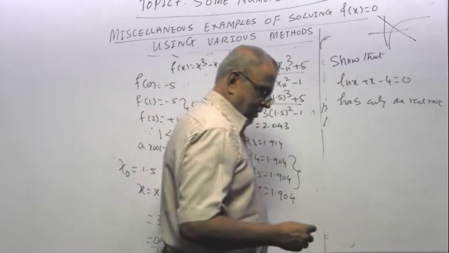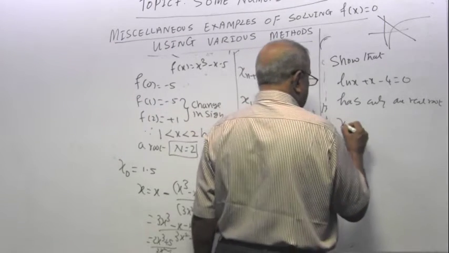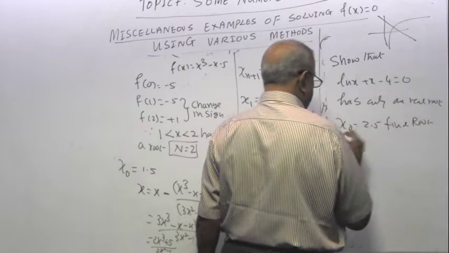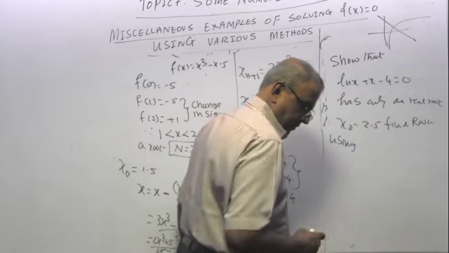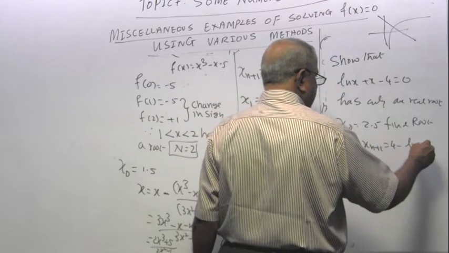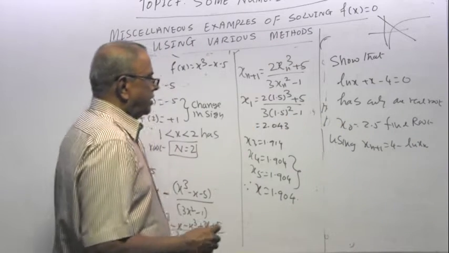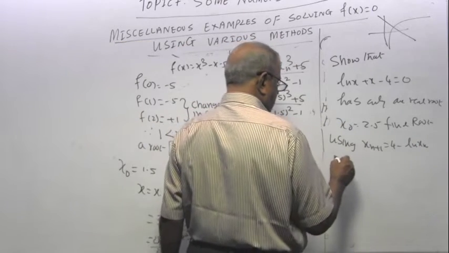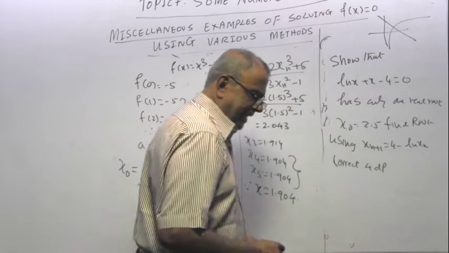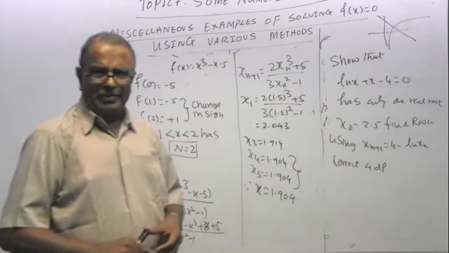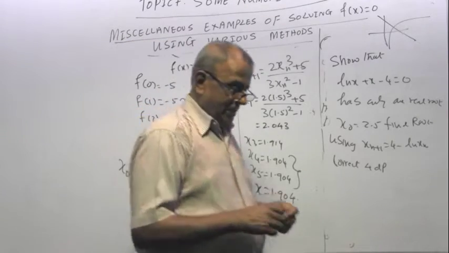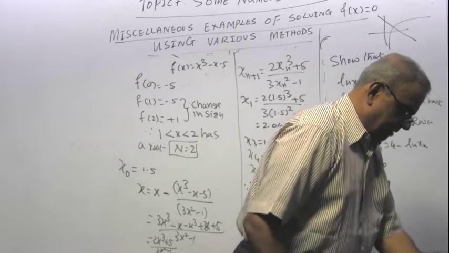And then, as usual, starting with x naught equal to 2.5, find the root using x n plus 1 equal to 4 minus ln x n. Find the root correct to 4 decimal places. I think you'll get it within x4 or x5. Once you get it, then the next bit is confirm that you got it, right? So that finishes basic numerical methods.